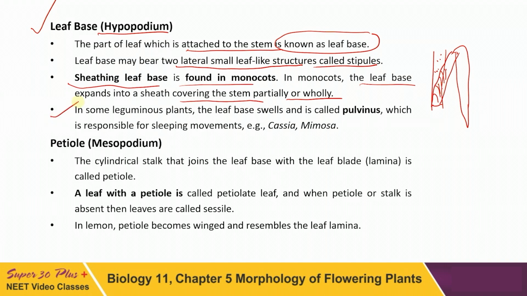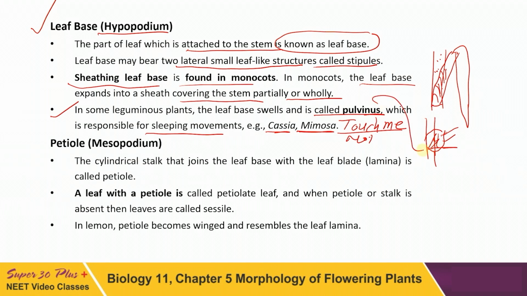In some leguminous plants, the leaf base becomes swollen like this, and this swollen leaf base is known as pulvinus, which is responsible for sleeping movement, as in Cassia and in Mimosa, the touch-me-not plant. You know that in this plant sleeping movement is there. This activity is because of this swollen base, known as pulvinus. Is it right? Come to the next now, that is petiole. Petiole is a stalk-like structure in between the leaf base and the leaf blade.